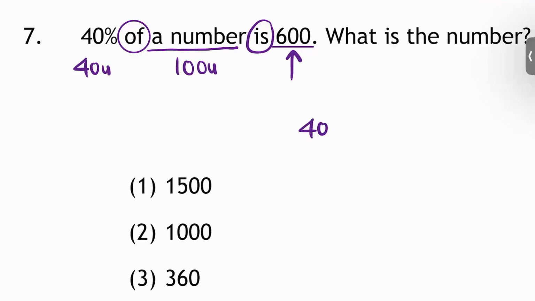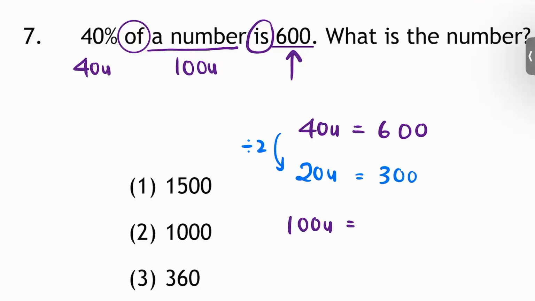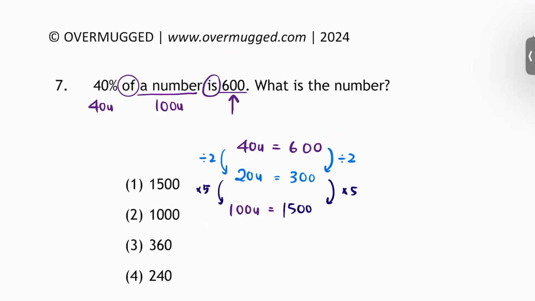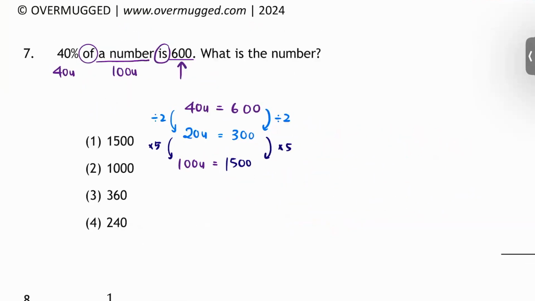So when 40 units is 600, because this is paper 1, if you try to find 1 unit, you could do that, but it's going to take a lot more time. So remember, begin with the end in mind. We're trying to get to 100 units. From 40 units to 100 units, the middle step, we can find 20 units. So we can divide it by 2 first to get 300. This is easier to work with without a calculator. And then we multiply by 5 in order to get 1,500. And this is the number. All right, so the answer is option number 1.